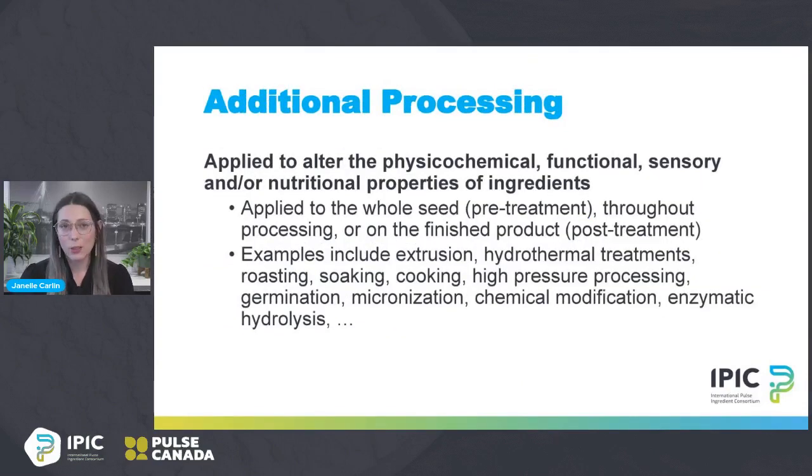Another thing I wanted to note is that outside of all of these common processing steps, there are a number of additional pre-treatments or post-treatments that might be applied to that whole seed or the finished product to really alter either physical chemical traits, functional traits, sensory or nutritional properties of ingredients. There are some examples listed here on this slide, but that really opens the door in terms of introducing an array of different types of products.